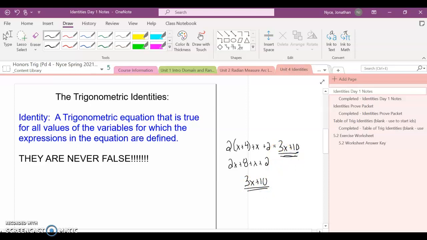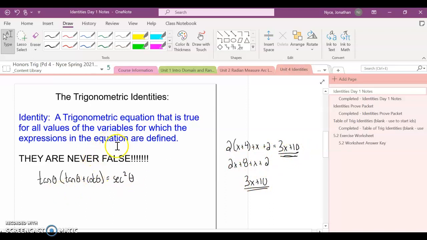That's the idea behind a trig identity. A trig identity, for example, might be tangent of theta times tangent theta plus cotangent theta is equal to secant squared theta, where the idea is to simplify the left-hand side and get that to be equal to the right-hand side. Similar to what we did over here, simplify the left-hand side, got 3x plus 10, matches the right-hand side of 3x plus 10. Same idea here.